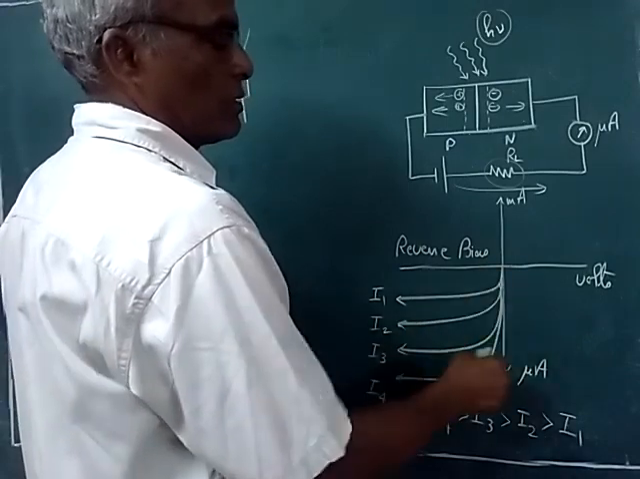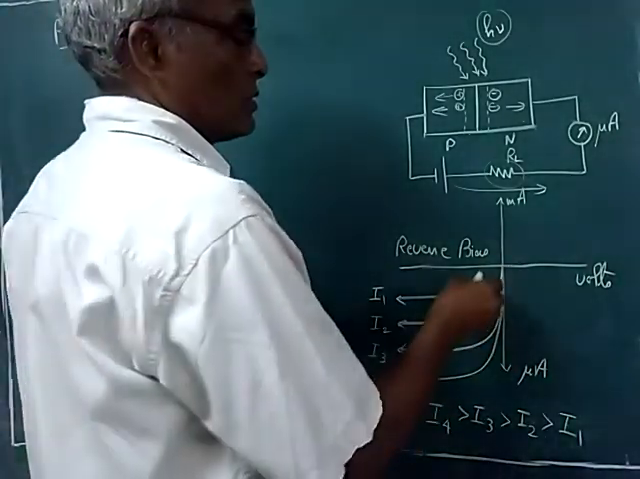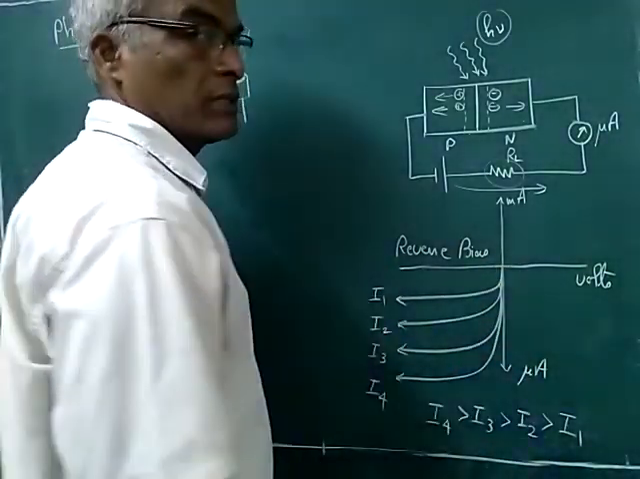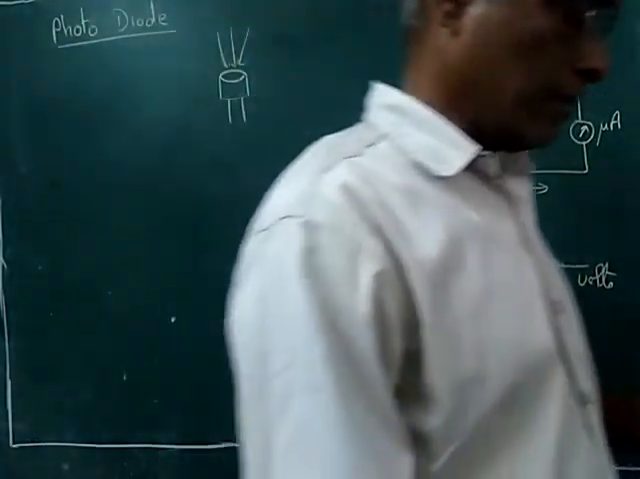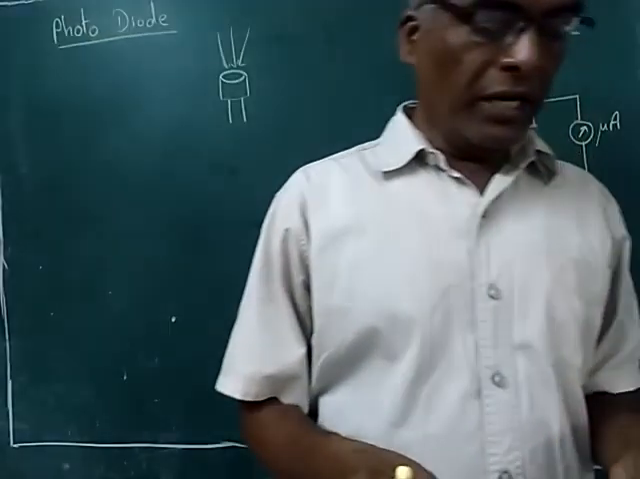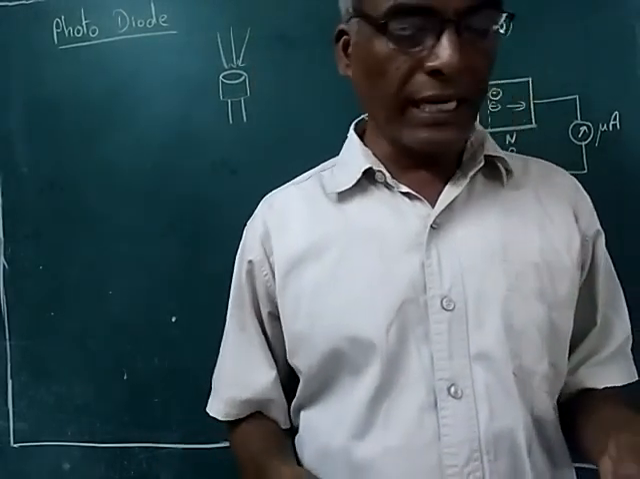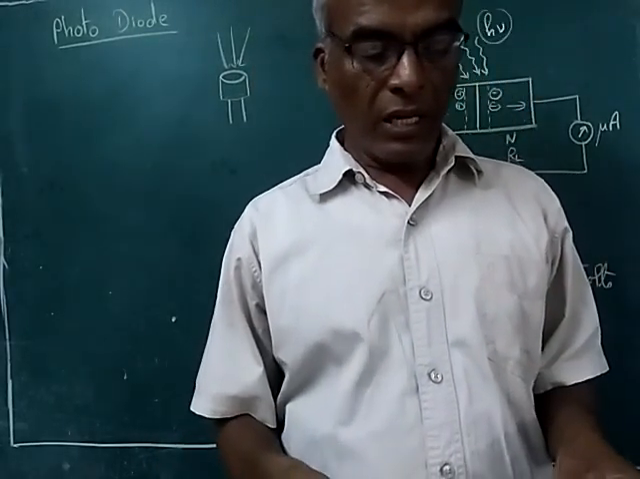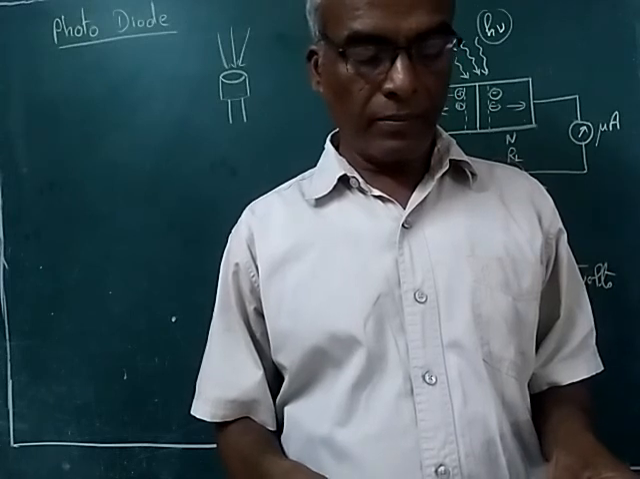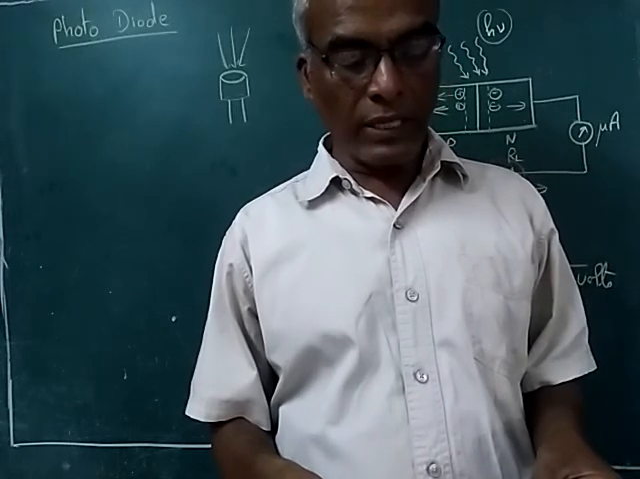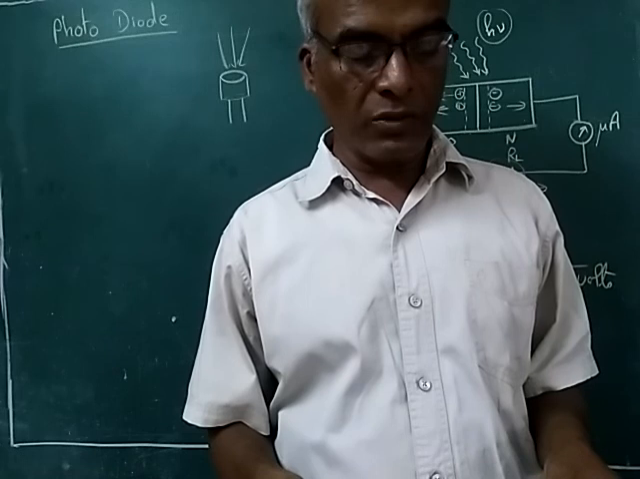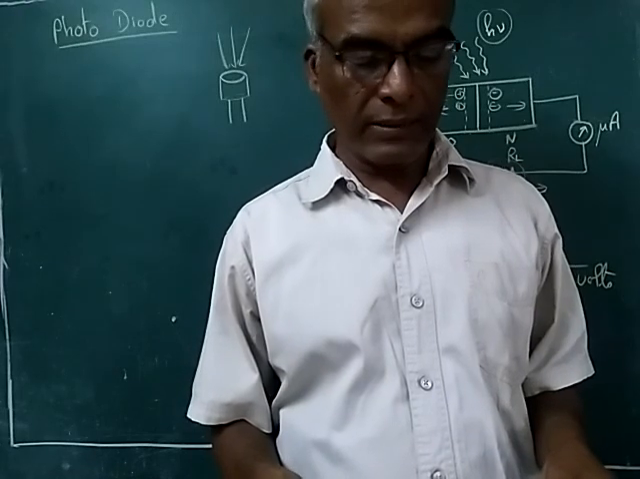So this is in the third quadrant, the reverse voltage and the reverse current. It is in microamps. It is easier to observe a change in the current with change in the light intensity if a reverse bias is applied. Thus, a photodiode can be used as a photodetector to detect optical signals.